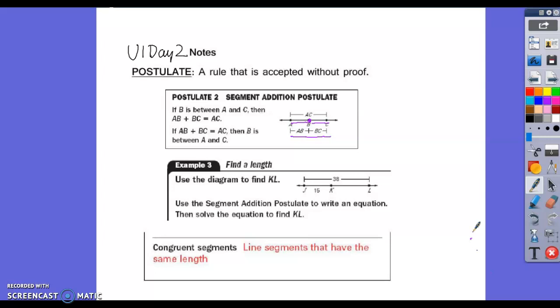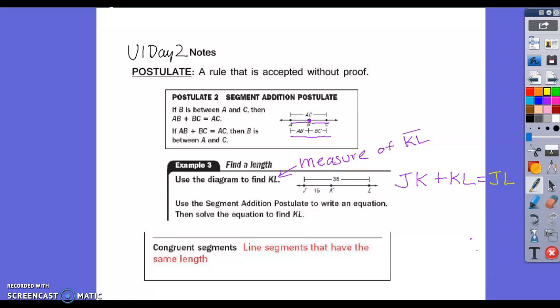Use the diagram to find KL. Now notice how there's no line over the top of KL. See that? It's just KL. What that means is this is the measure of KL. So the measure of that line segment is an actual number, so you're going to have an answer. So JK plus KL should equal, well, I'm running out of room, I'll draw that in yellow, JL.